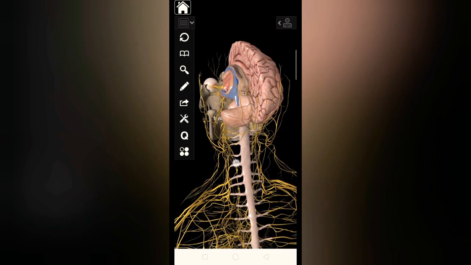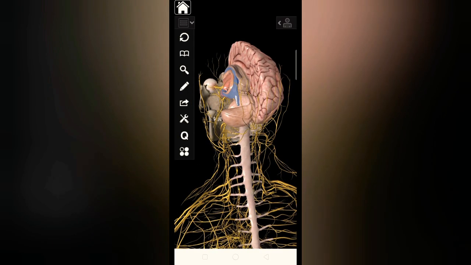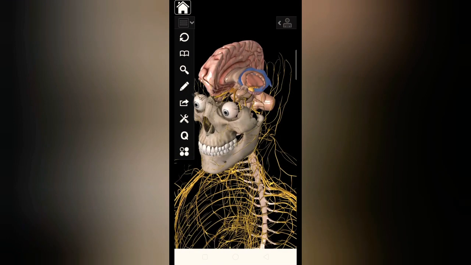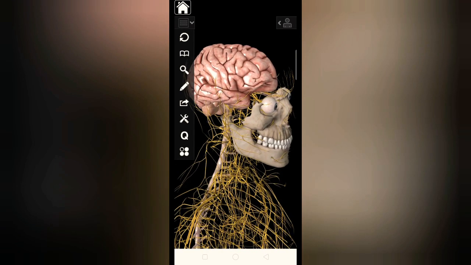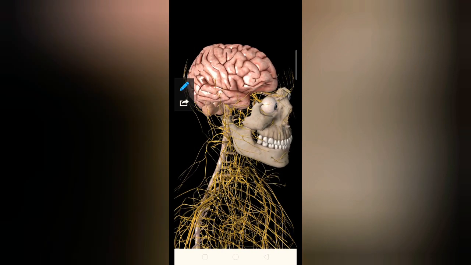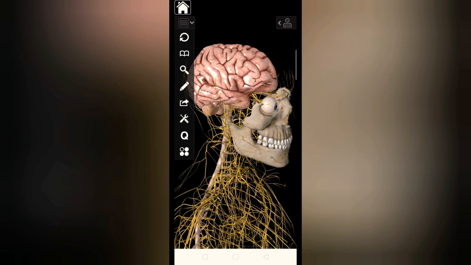What is the inferior lateral border? It separates the superior lateral surface from the inferior surface. So this is our inferior lateral border, which is separating the inferior surface from the superior lateral surface. And similarly we have the medial orbital border and the medial occipital border.